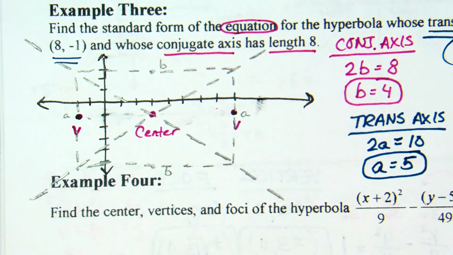Okay, now that we have our asymptotes, where do we actually draw the hyperbola? Yeah, you go through the vertices and keep following the asymptote. Okay. The hyperbola never crosses the asymptotes.